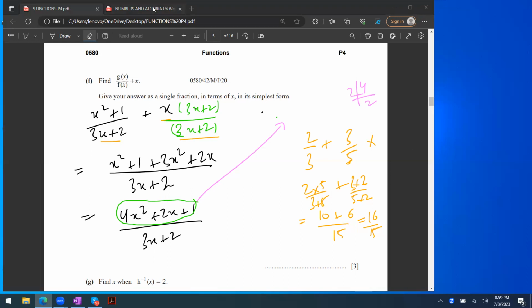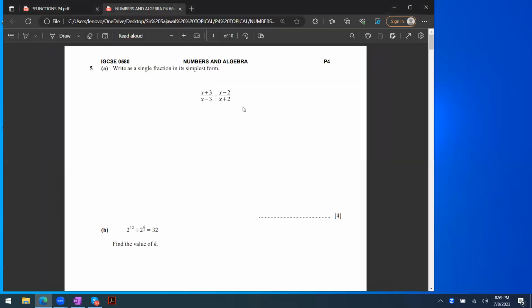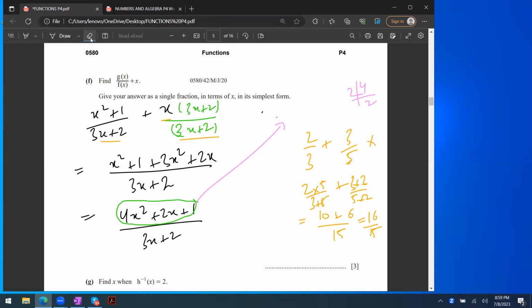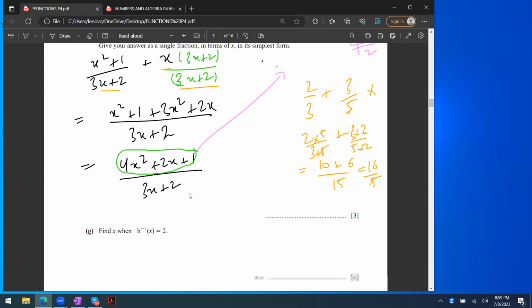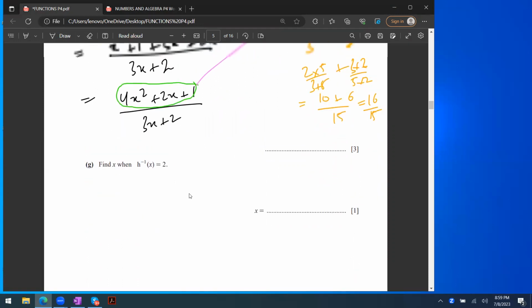Don't worry. No, sir. Yes, we are moving to algebra soon. This worksheet I have, you can practice a lot in the algebra chapter, the algebraic fractions. Just I will confirm this one cannot be factorized. Yeah, this one cannot be factorized, so it's the final answer. Okay, this one.